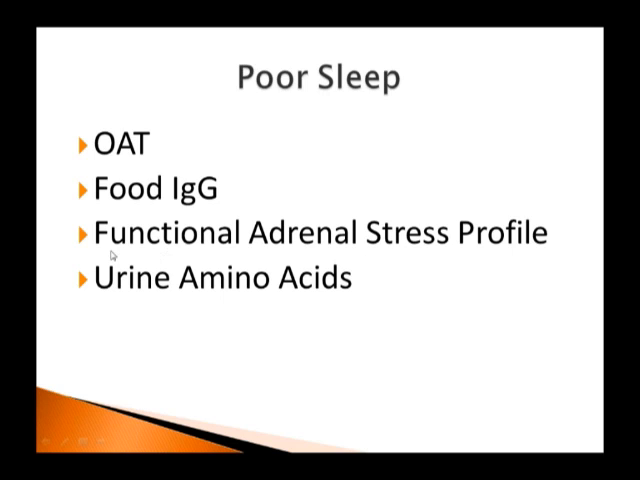And then if we're not getting resolution here, amino acid testing to see if there's any type of amino acid imbalance that could be creating a problem chemically with respect to poor sleep. But I think initially I would look to do the OAT, food IgG, and functional adrenal stress profile.